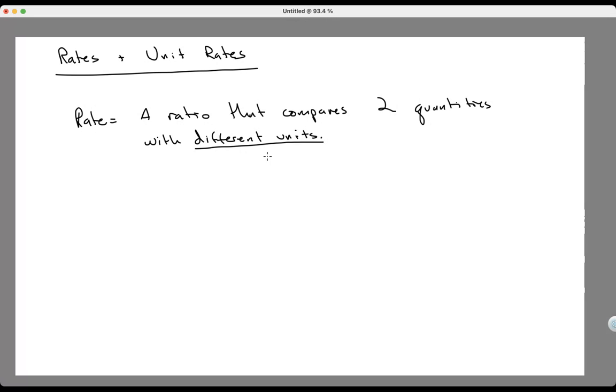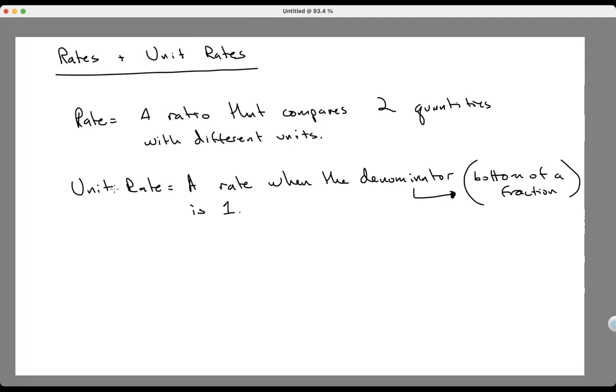dollars per calculator, etc. So a unit rate is a rate, but with a denominator of 1. The denominator, again, is the bottom number in a fraction. So it's the rate per one of something. If we have a unit price, it'll be the price per one of something, which is often used when you are comparing items at a store.